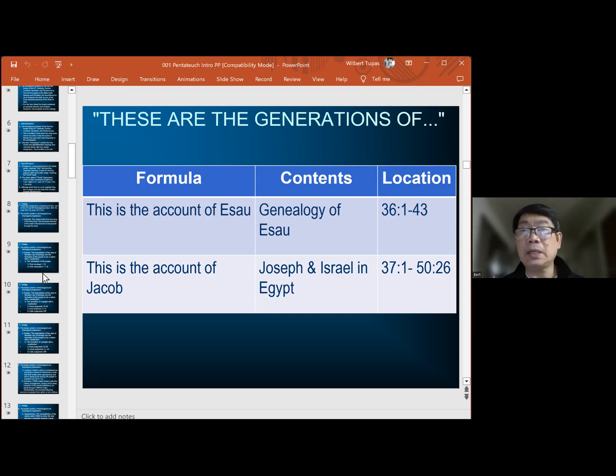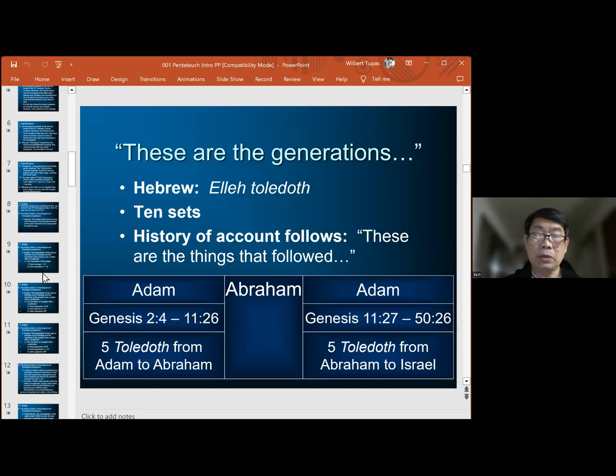Notice that there is actually a symmetrical pattern that finds Abraham as its center. Makikita niyo, no? So in Hebrew, Toledot, meaning these are generations, and that is 10 sets. The genealogy, the history of the account follows. These are the things that follow. When you read the book of Genesis, you will see that.